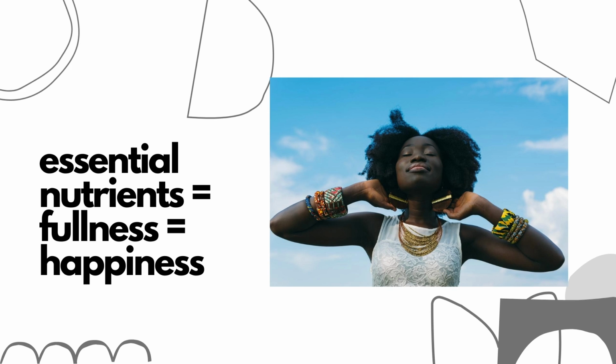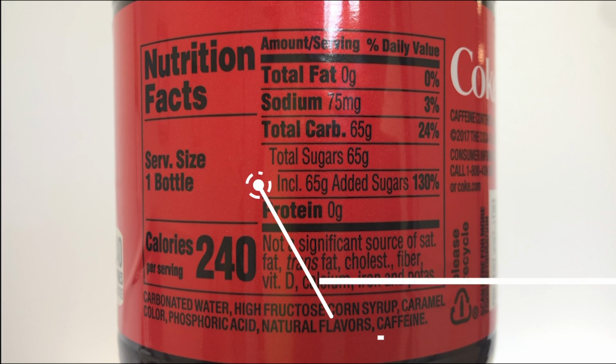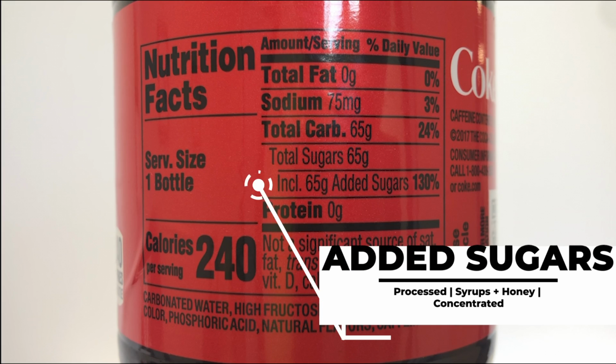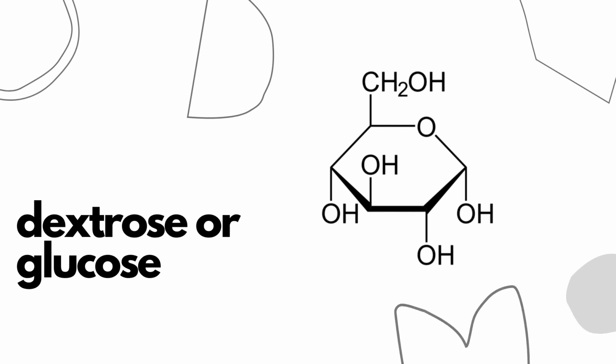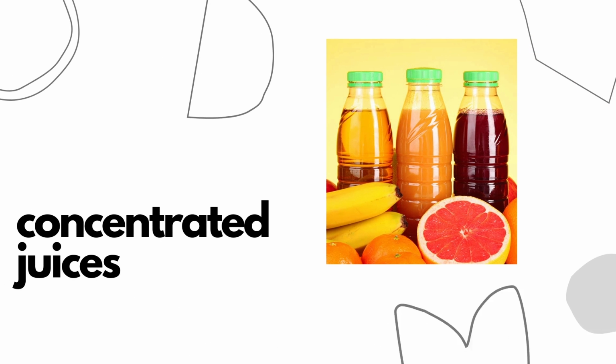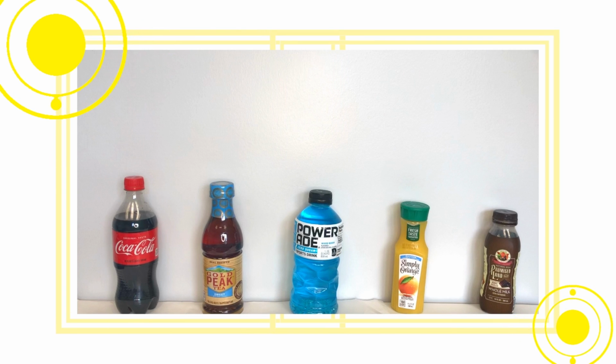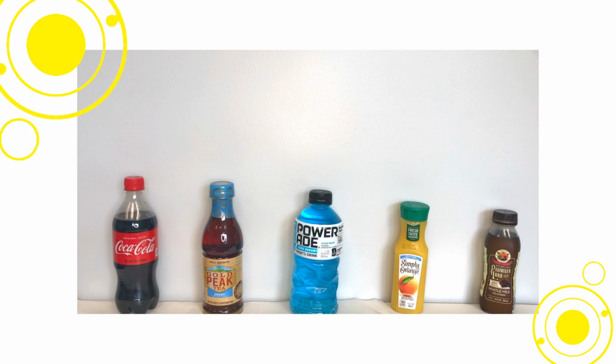On the flip side, according to the FDA, added sugar is defined as sugars added during the processing of food or are pre-packaged as such. Added sugars on your food label might include simple sugars such as dextrose or glucose, sugars from syrups and honey, or sugars from concentrated fruit and vegetable juices. We are going to be looking at the total sugars of each drink today.